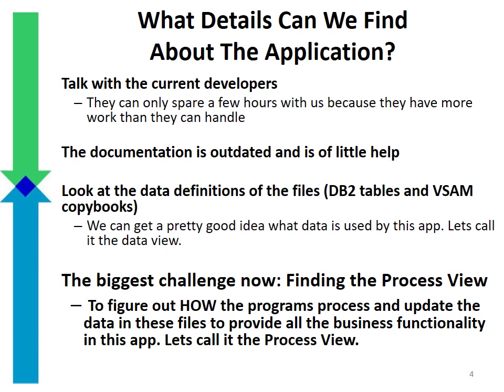What details can we find about the application? Now let's find out as much about the application as we can. Let's talk with the current developers, understanding that they can only spare a few hours with us because they already have more work than they can handle. The documentation is of little help, but we can look at the data definitions of the files, the DB2 tables and VSAM copybooks, and get a pretty good idea of what data is used by this app. This will give us the data view. But the biggest challenge now is to figure out how the programs process and update the data in these files to provide all the business functionality in this app. If we had this, we would have the process view.